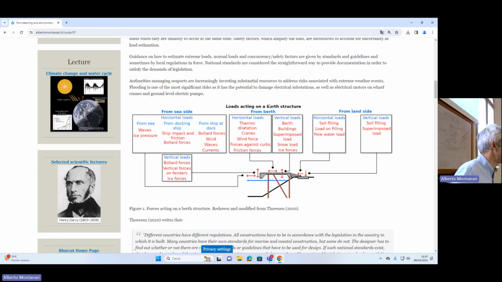For example, loads from the seaside are horizontal loads, maybe ship impact. Vertical loads, bollard forces. And that's it. I mean, you make an example, you say, okay, I have a clear idea. I know what I'm talking about. Loads from the seaside, loads from the berths, and loads from the land side. For instance, to give you an example, loads from the seaside is the horizontal impact of a ship, and in terms of vertical loads, bollard forces. It's a perfect answer. You don't need to list all of them, okay? Berth structure, idem, one example of horizontal and vertical. Land side, horizontal and vertical, one example, that's it, okay?